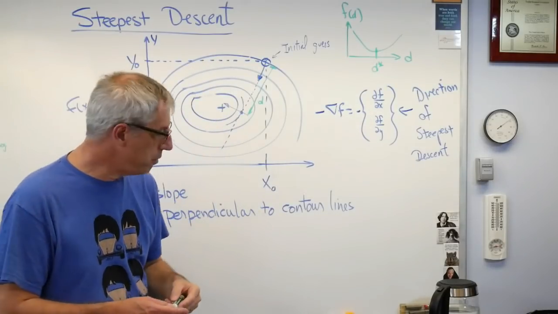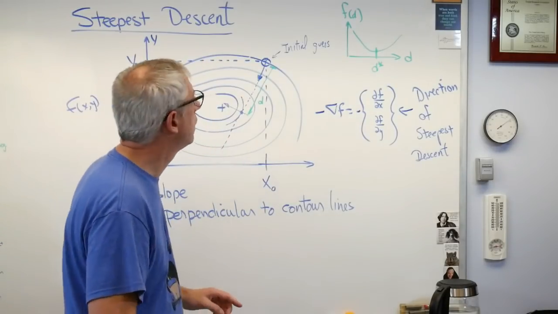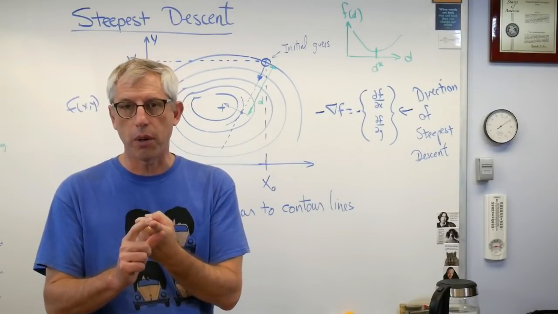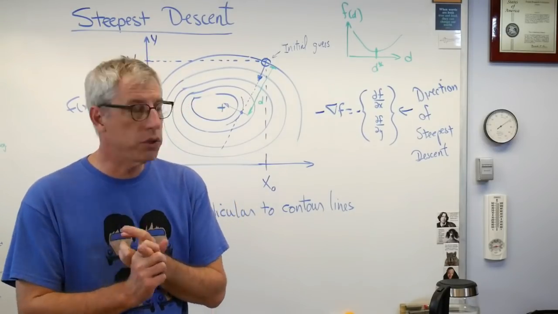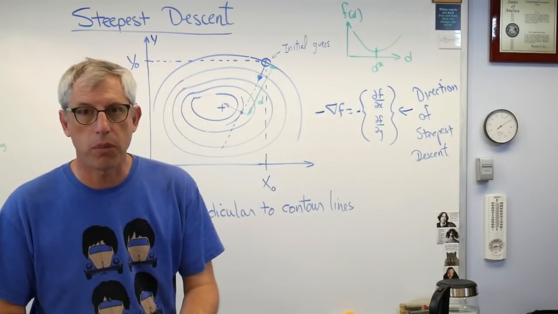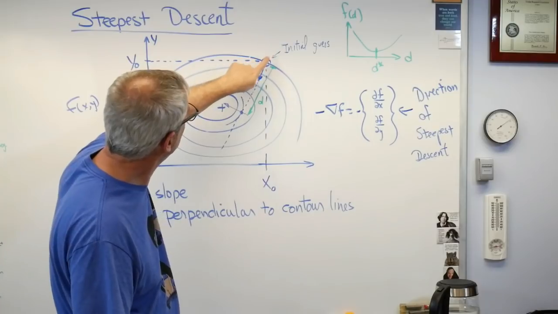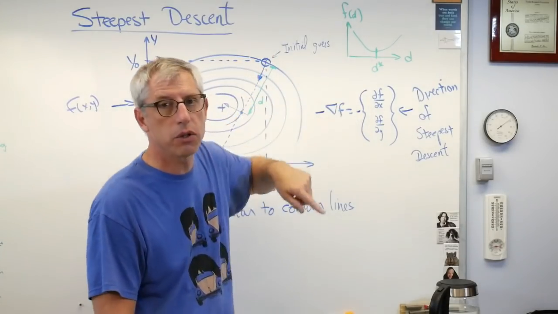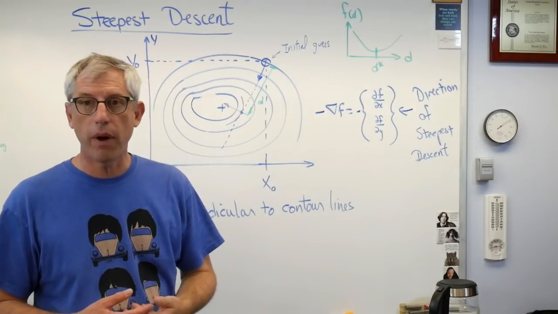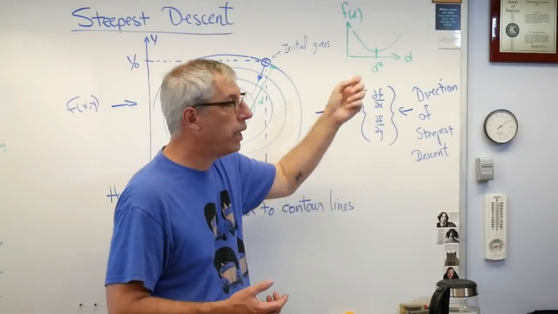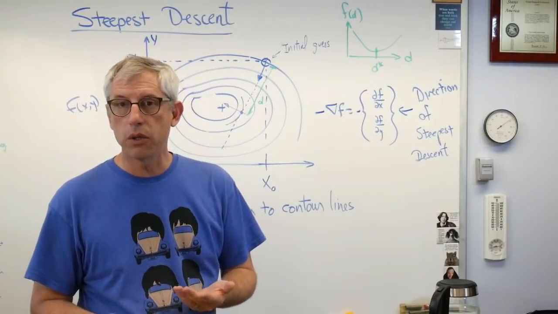Right? So here's the method in words. Step one, pick a starting point. Step two, pick a search direction. Your search direction is the negative of the gradient at that point. Step three, search along that direction. And this is what we call a 1D search, because now there's only one variable. And to search along that direction, you need a 1D search algorithm.